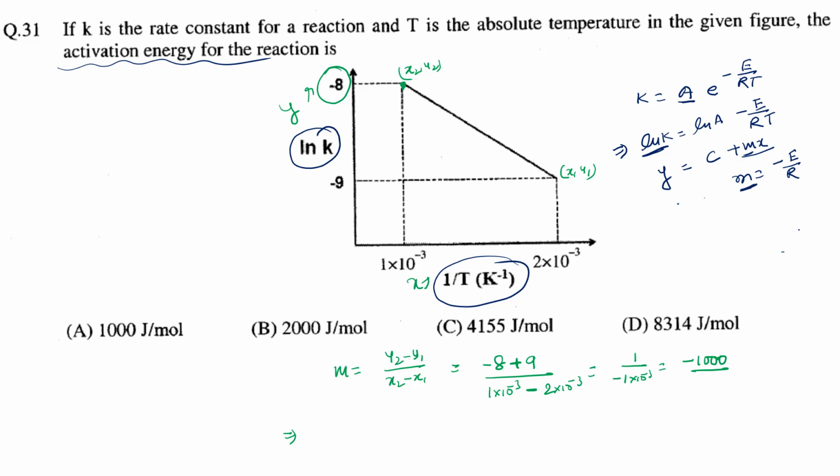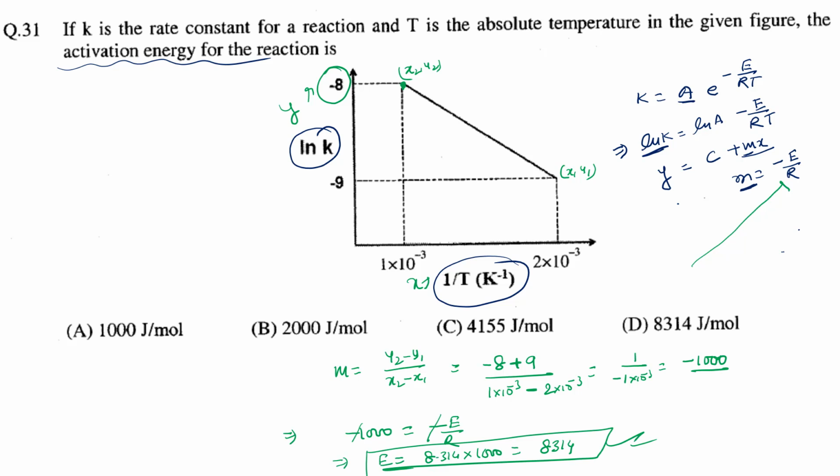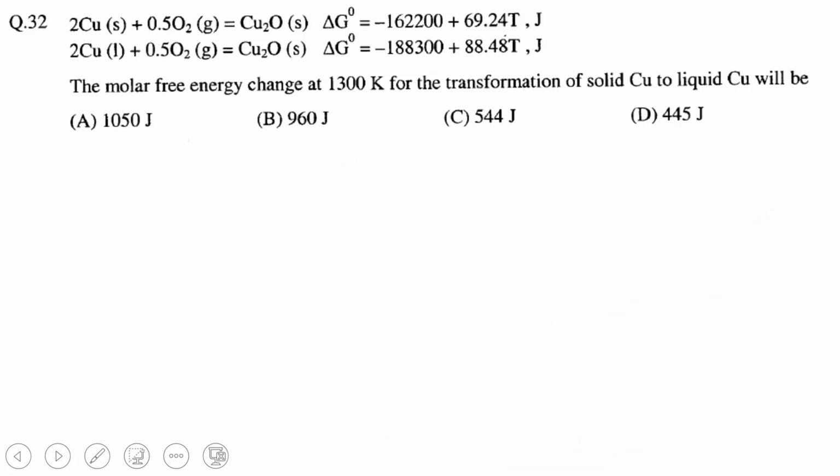Now since we have the slope, this will equate directly with minus E by R. So E is equal to 8.314 into 1000, so it will be 8314. Okay, it is easy. Now let us proceed.